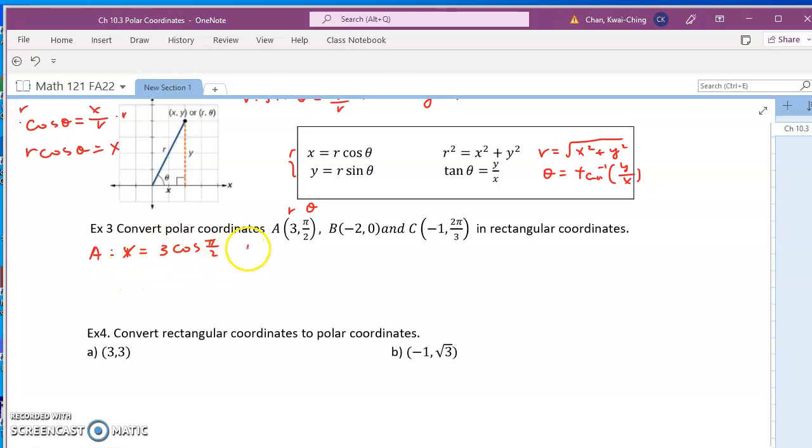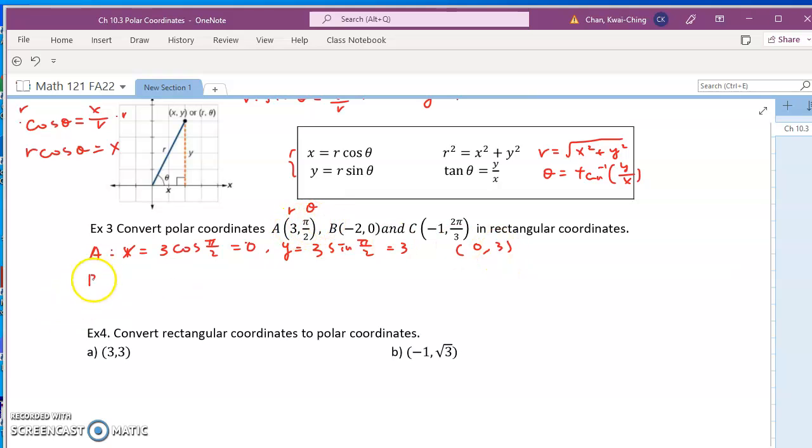So this would equal 3 times cosine of pi over 2, which is 0, so x is 0. y would be equal to what? 3 sine of pi over 2. But sine pi over 2 is 1, so it's equal to 3. So the point is actually (0, 3). It's actually a point on the y-axis, right? A point on the y-axis always has something pi over 2.